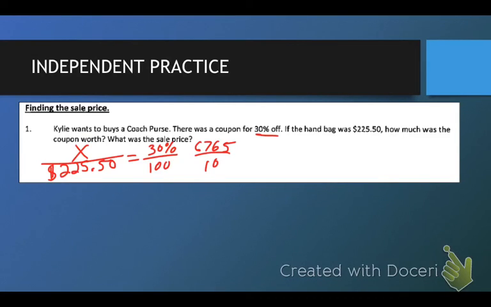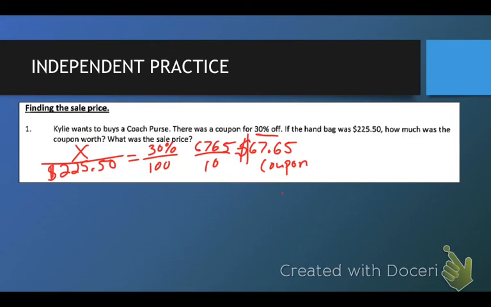Which is going to give us a discount of $67.65, and that is our discount. That's what our coupon is worth. It's a nice coupon. You're going to save $67.65 on the coupon. That is awesome. Although you're still spending way too much money on a purse.